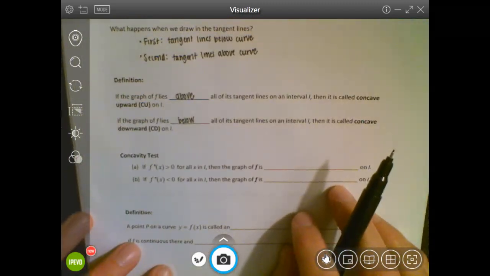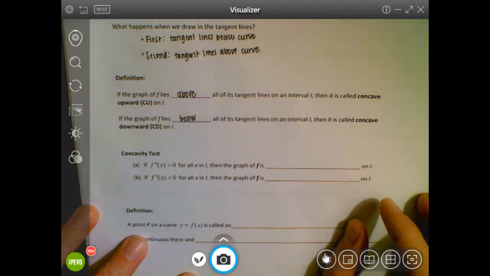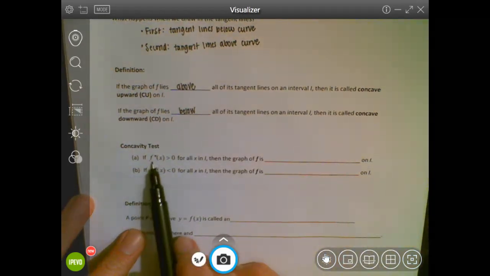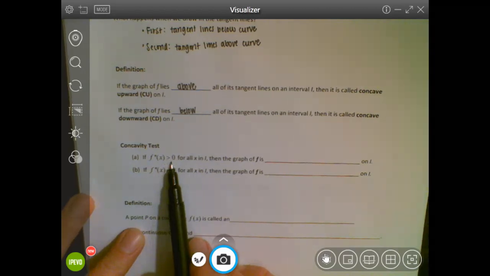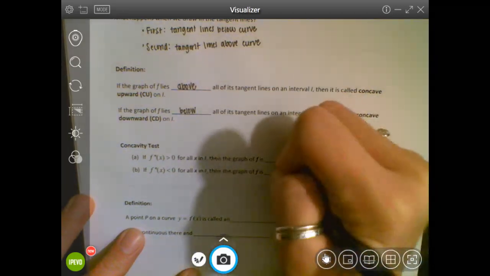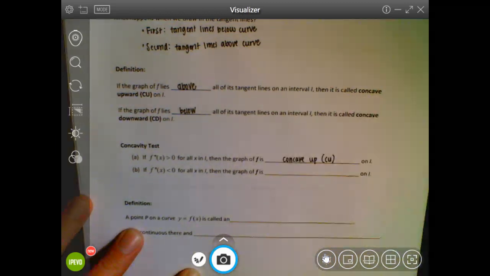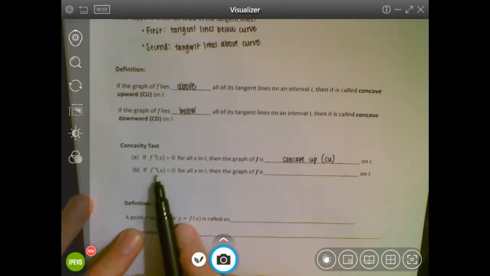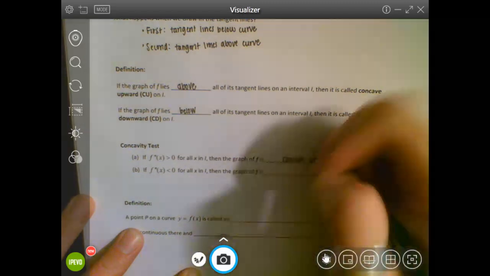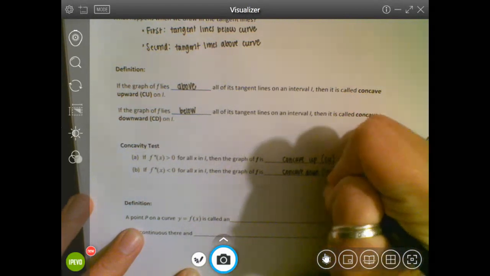So the concavity has to do with our second derivative. We know that our first derivative tells us where the function will be increasing or decreasing. The second derivative tells us about concavity. Is the function concave up, or is it concave down? If our second derivative, f double prime of x, is greater than 0, positive for all x in the interval, then the graph would be concave up, or CU. If f double prime is less than 0, negative for all x in the interval, then the graph would be considered concave down, or CD on the interval.